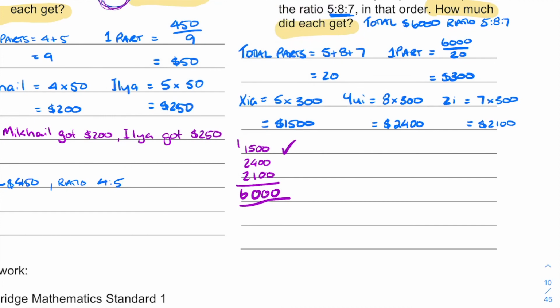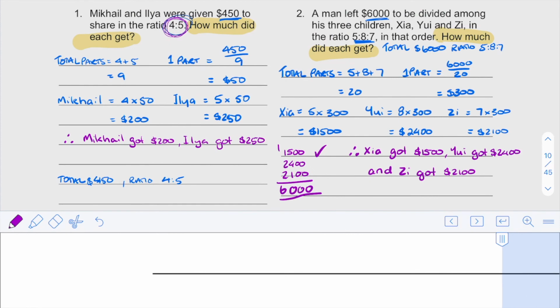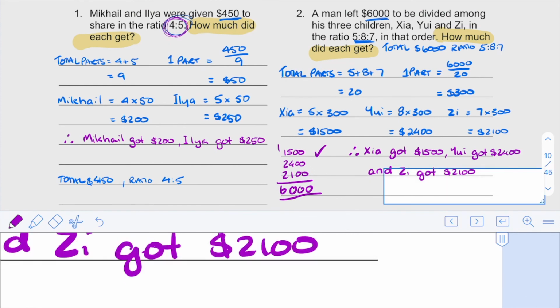So yay, big tick. And then we can write out our sentence response. Our little therefore sentence. Okay, and I'll just write this out. And there we go. Oops, sorry about that.